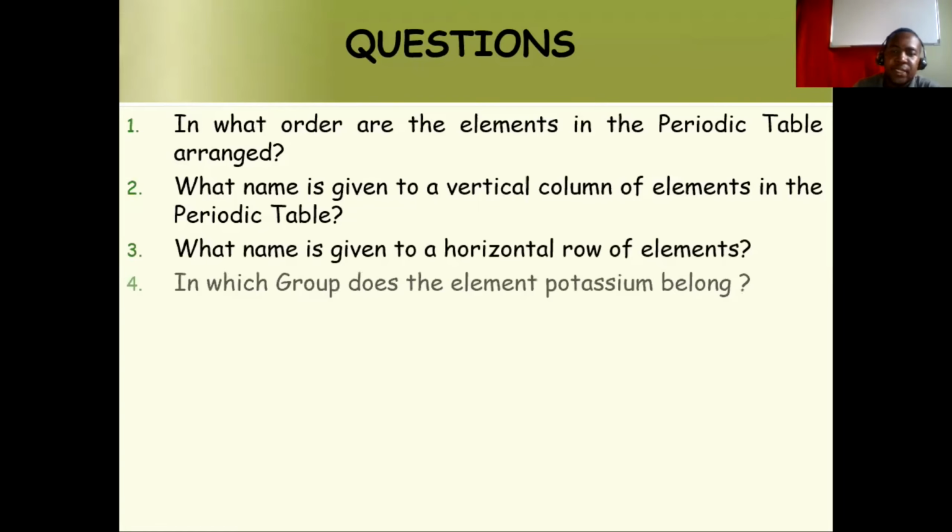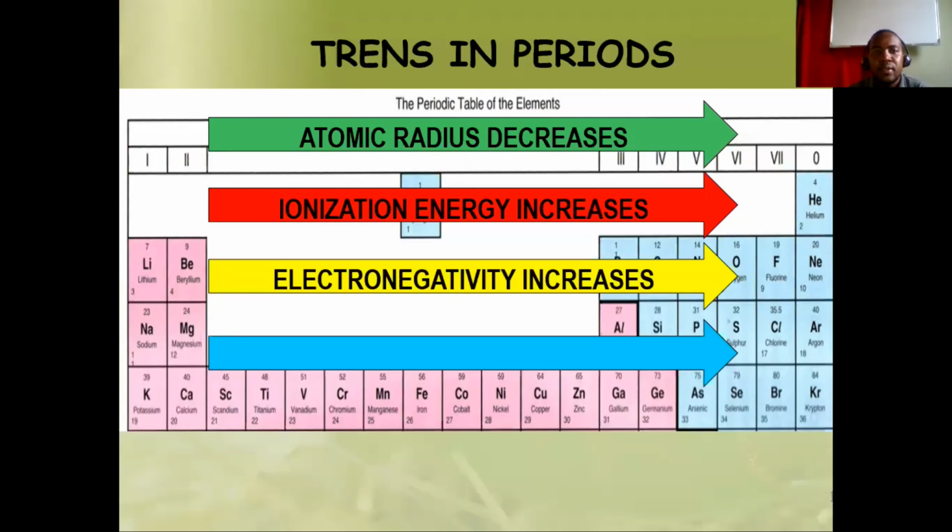In which period does the element arsenic belong? Let's look. All right, so this is the periodic table. Arsenic is As, which is right here. So that's arsenic. What period does it belong to? Period 4. Yes, 4.